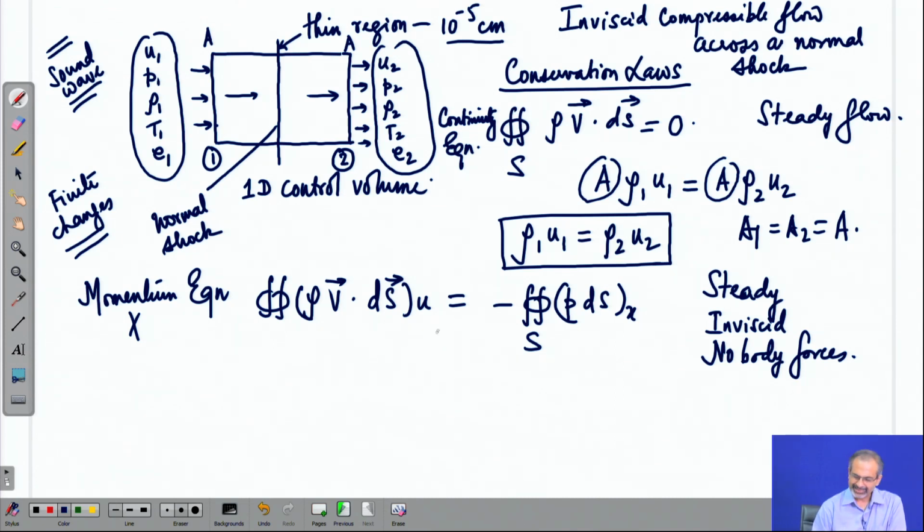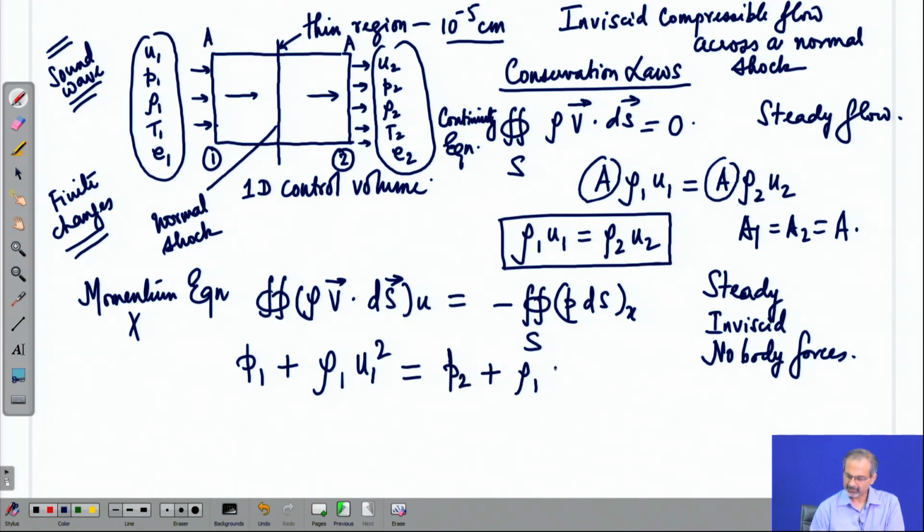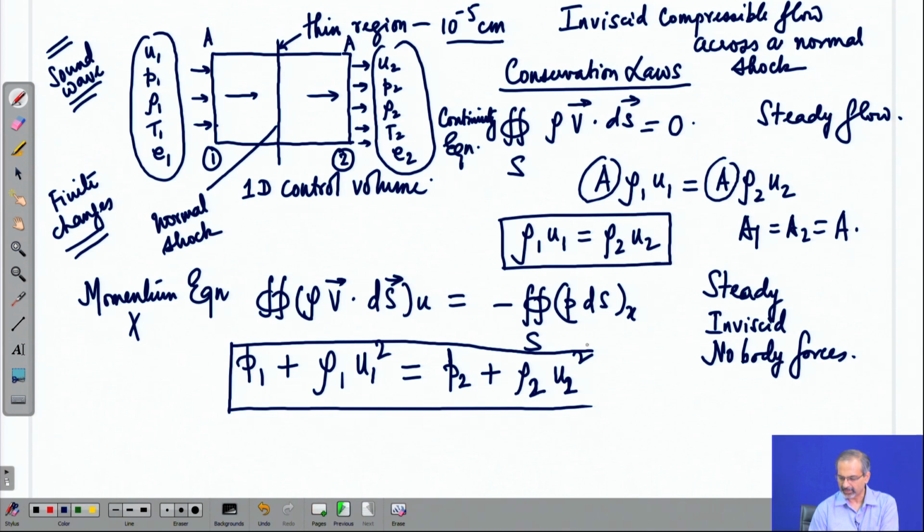Now, if you try to integrate this equation over the control volume, you will get contributions of pressure and advection coming up in this form, which essentially means that the summation of pressure and rho u square is conserved across the normal shock. So, this is the continuity equation, this is the momentum conservation equation.